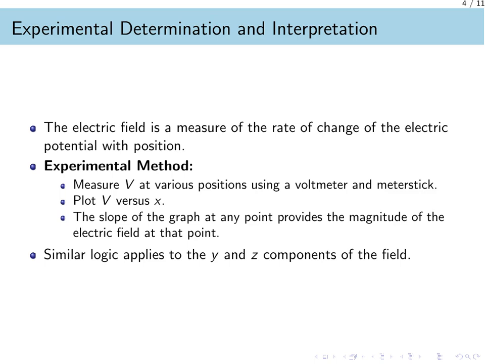According to our derivative formula, the slope of the graph at any specific point gives us the magnitude of the electric field at that location. While we often focus on the x-axis for simplicity, the same logic and experimental methodology apply to the y and z components of the field, allowing for a full three-dimensional reconstruction of the electric field from potential measurements.